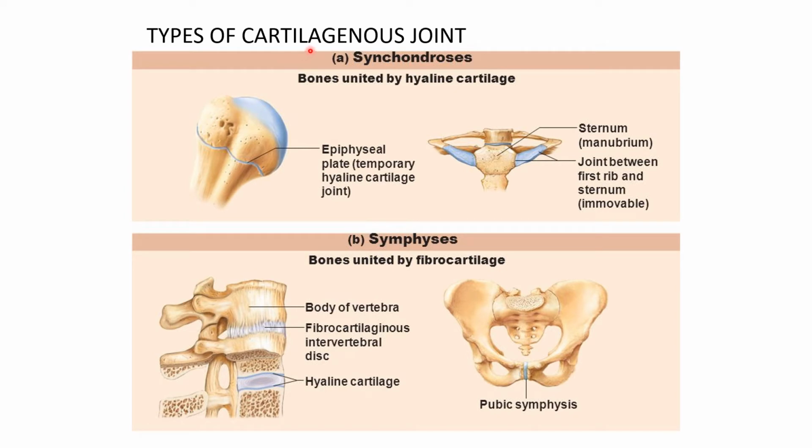Now, the cartilaginous joints are also classified into two, depending upon whether the bones are united by hyaline cartilage, then it is known as synchondrosis, and if they are united by fibrocartilage, then it is known as symphysis. So, an example of synchondrosis is the sternum joint, in which the ribs are attached by costocartilage, which is made up of hyaline cartilage. And the second example is the symphysis pubis, in which the two pubic bones are united by fibrocartilage, which is known as pubic symphysis.